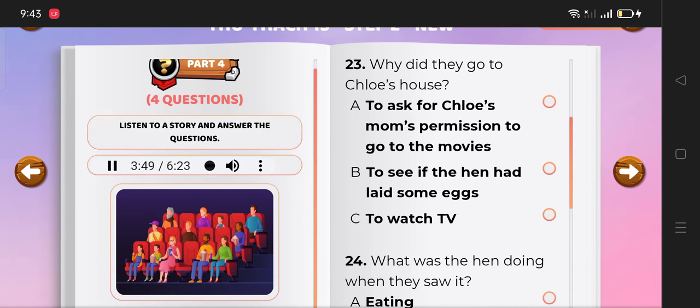Number 23. Why did they go to Chloe's house? A. To ask for Chloe's mom's permission to go to the movies. B. To see if the hen had laid some eggs. C. To watch TV.